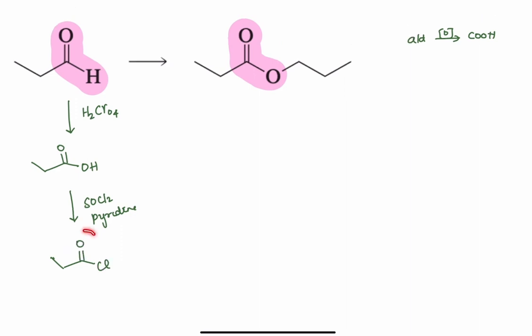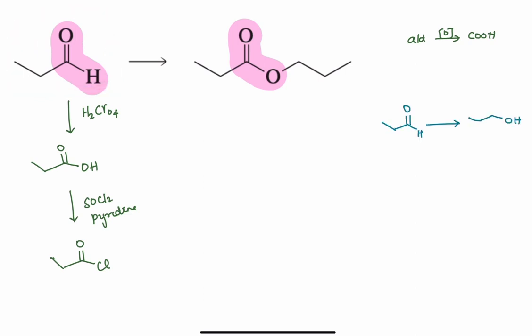After we have converted this into an acyl chloride, we can react it with an alcohol. Basically, it has to be reacted with propanol in order for the chlorine to be replaced with the propoxy group. Now, how are we going to do this? Where are we going to get the propanol from? We are going to get propanol from propanaldehyde. Okay, how are we going to do this?